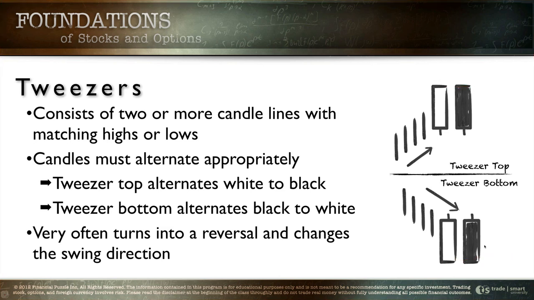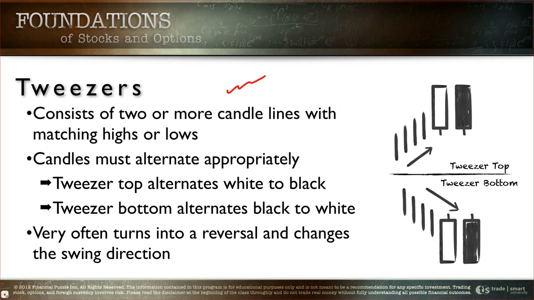Okay. Now, here's the interesting thing. The candles have to alternate, just like with all these other patterns. Tweezer top alternates white to black. Tweezer bottom alternates black to white. Very often it does turn into a reversal signal. But here's the thing that gets interesting. To meet this criteria is not very hard, because you can have all sorts of variations in here.